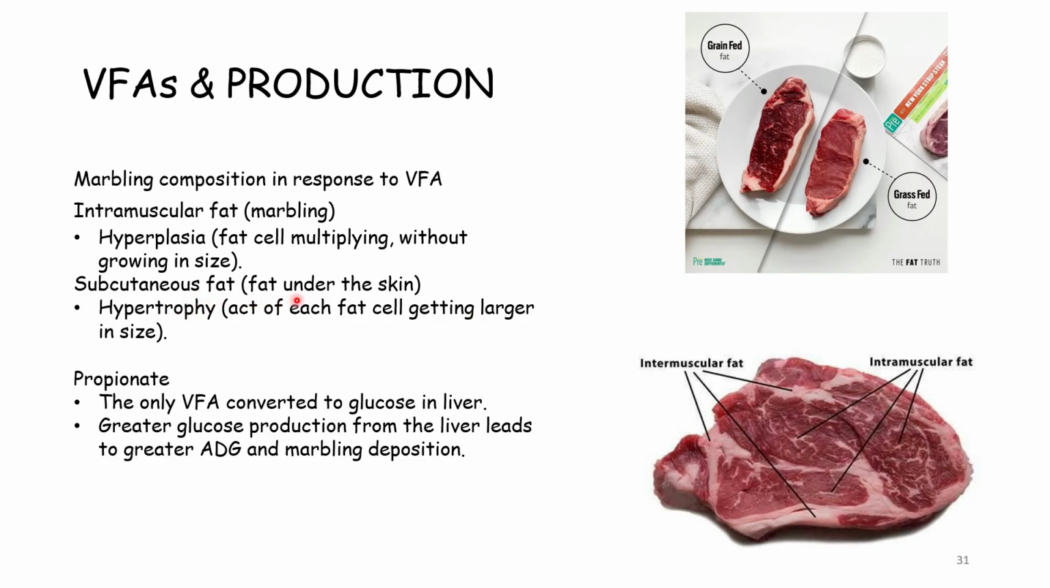So subcutaneous fat is fat under the skin. Under the skin, that fat we call subcutaneous fat. But when the fat is inside the meat, that one is called intramuscular fat.